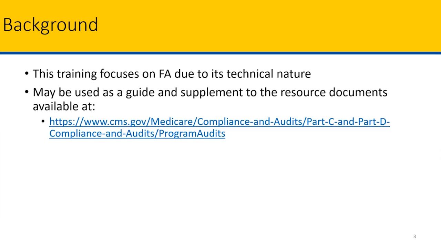The hyperlink provided will take you to our Program Audit Process Overview document, which is a helpful resource that includes some basic principles to keep in mind when developing validation work plans and reports. The link will also take you to the current audit protocols for Part C and D program audits. The audit protocols are contained in a zip file, which also contains the validation work plan template.